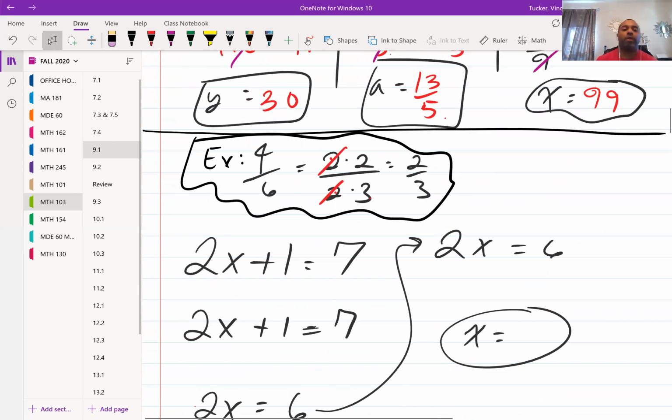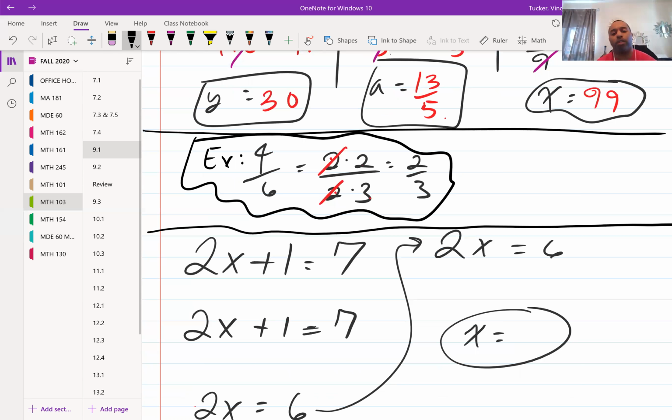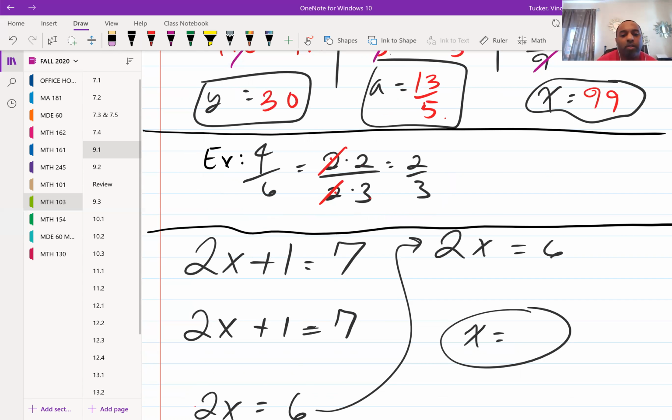All right, so the next one we have is 2x plus 1 equal to 7. And so we want to solve for x. We want to get x by itself. So the most efficient move for us to do so is to subtract 1 from both sides. Now, if you wanted, you could have divided both sides by 2, but that would have caused you to have fractions involved where you don't need it. So the best move is to move that 1 first.